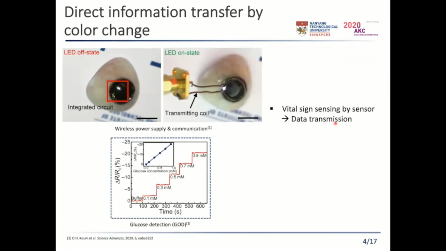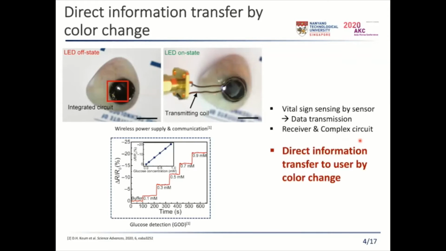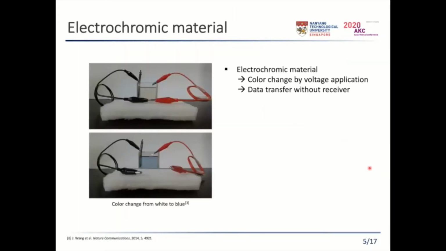Vital signs from sensors in smart contact lens are very important for smart healthcare system. But for getting the data from the sensor, an additional receiver outside and a complex circuit for data processing are inevitable. For solving this problem, direct information transfer to the user by color change was suggested in this paper. For the color change, electrochromic material will be used with the voltage application. And the data can be transferred to the user directly by color change without additional receiver.